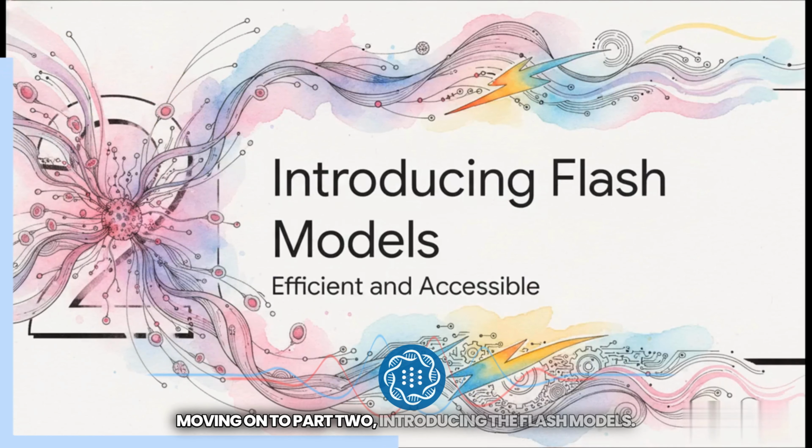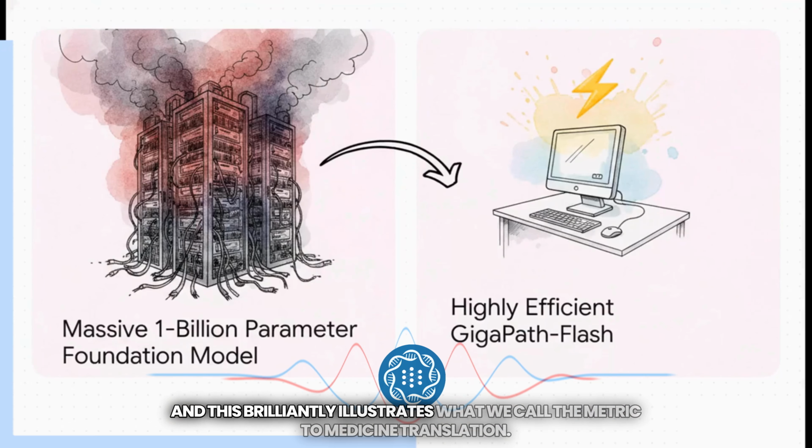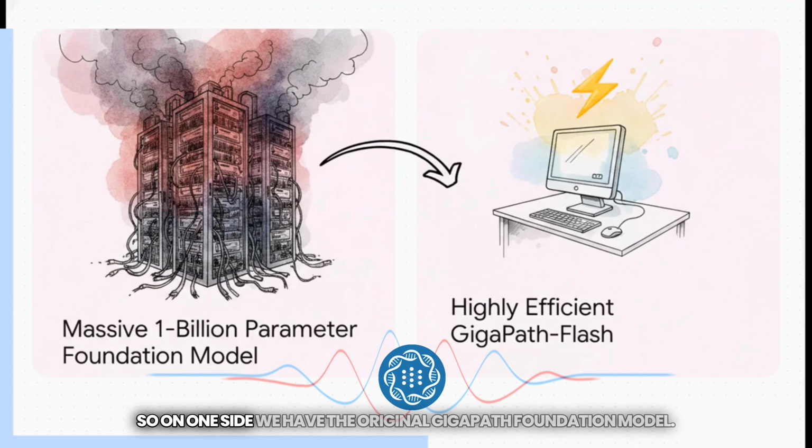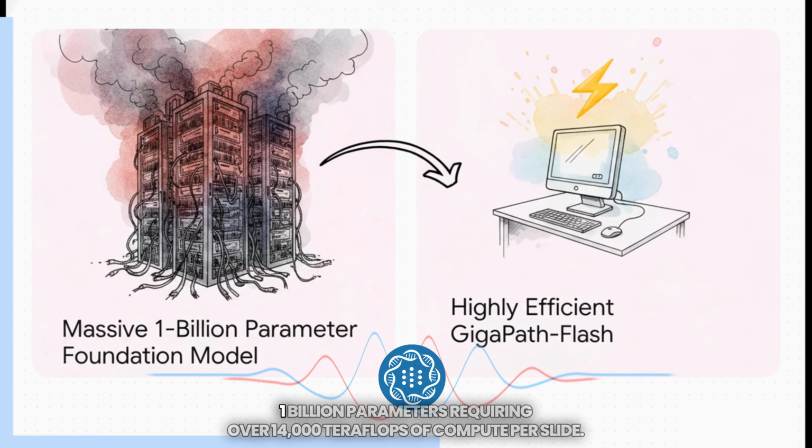Moving on to part two. Introducing the Flash models. Here is where the solution comes in. And this brilliantly illustrates what we call the metric to medicine translation. On one side, we have the original GigaPath Foundation model. It's an absolute powerhouse, 1 billion parameters, requiring over 14,000 teraflops of compute per slide.